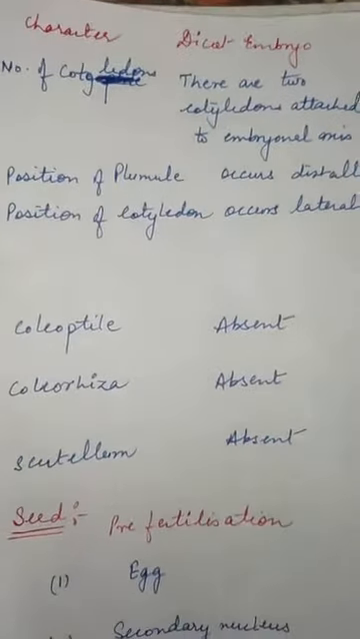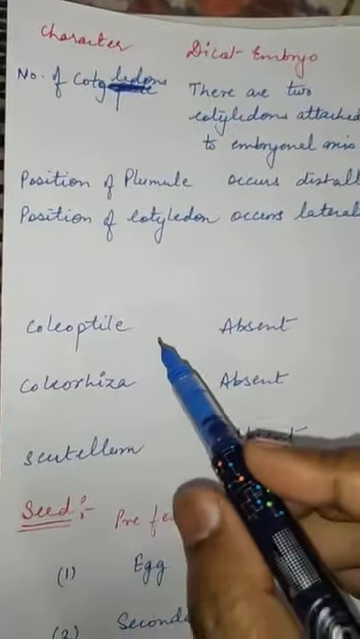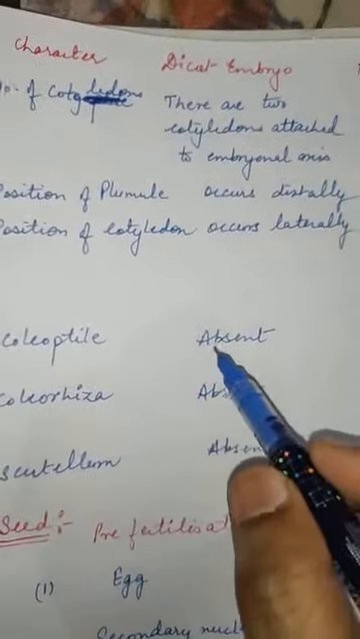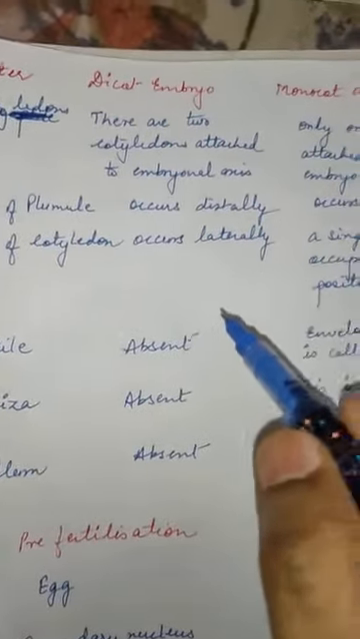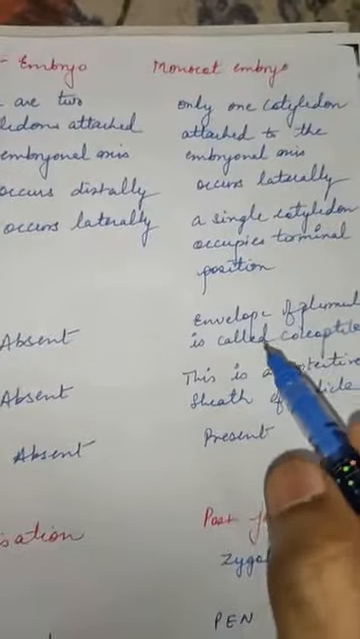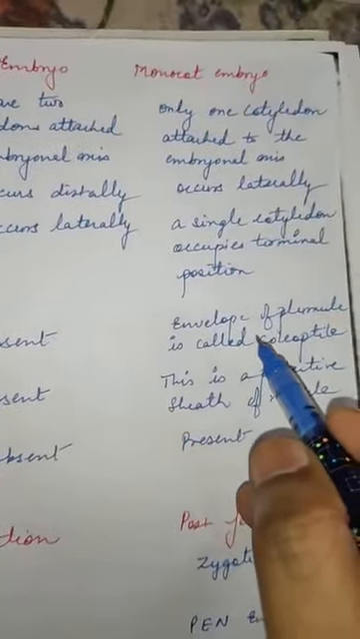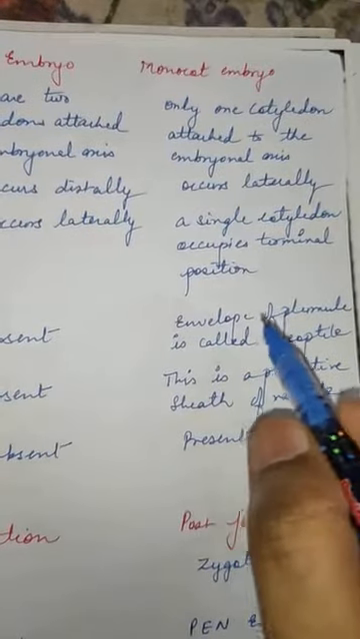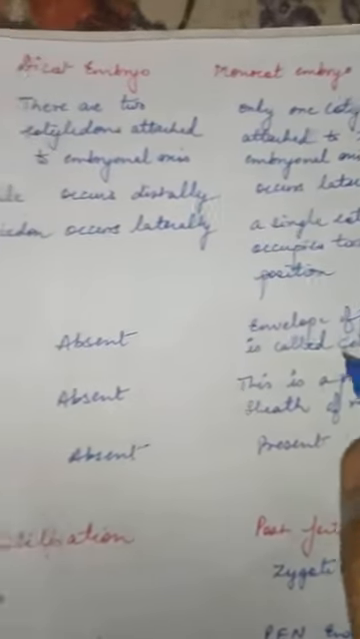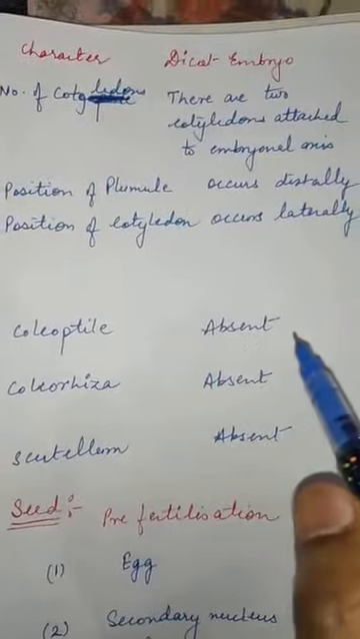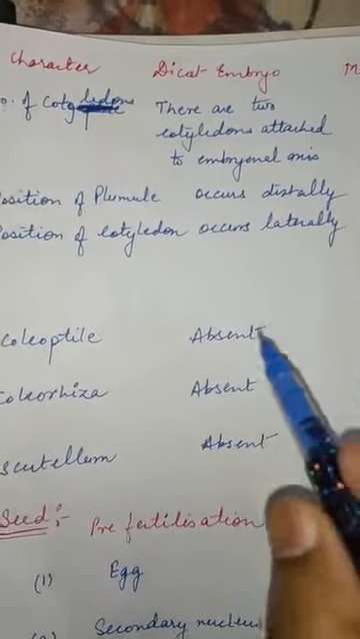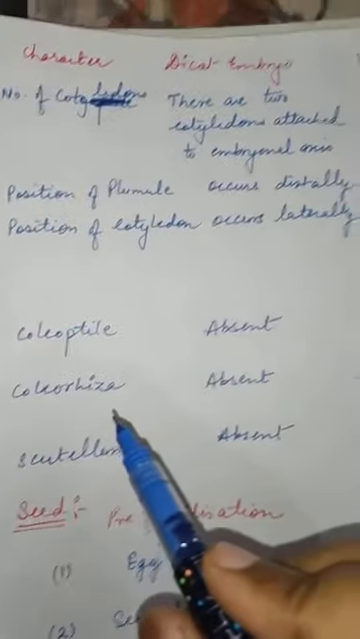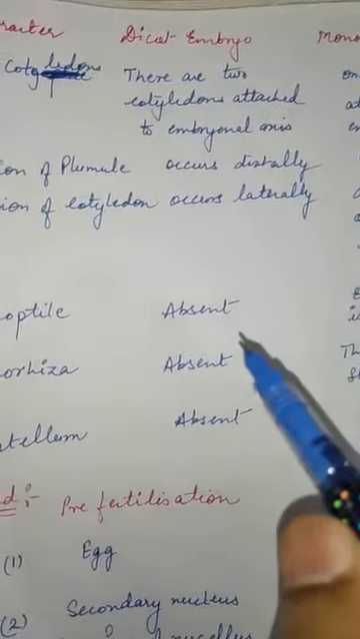Now the next difference is the coleoptile, right? The coleoptile is absent in a dicot embryo, and in a monocot embryo the envelope of the plumule is called the coleoptile. जो उसकी कवर होगी प्लूम्यूल की उसको क्या कहते हैं हम लोग? कोलेप्टाइल. लेकिन वो एब्सेंट हो किसमें? डाइकॉट एम्ब्रियो में वो एब्सेंट होगी. Coleorhiza, it is absent in the dicot embryo, right?